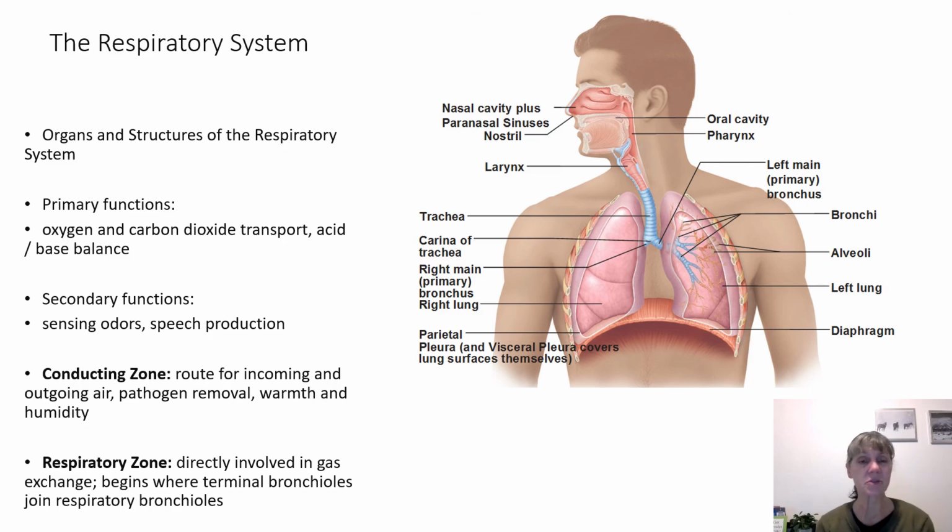When it comes to the respiratory system, there are two main zones, the first being the conducting zone, which is the pathway for incoming and outgoing air. This is where we can also remove pathogens and warm and moisten the air that is coming into the body. There's also a respiratory zone that's directly involved with the exchange of gas, and that begins where special tiny little branches of the airways called terminal bronchioles join the respiratory bronchioles.